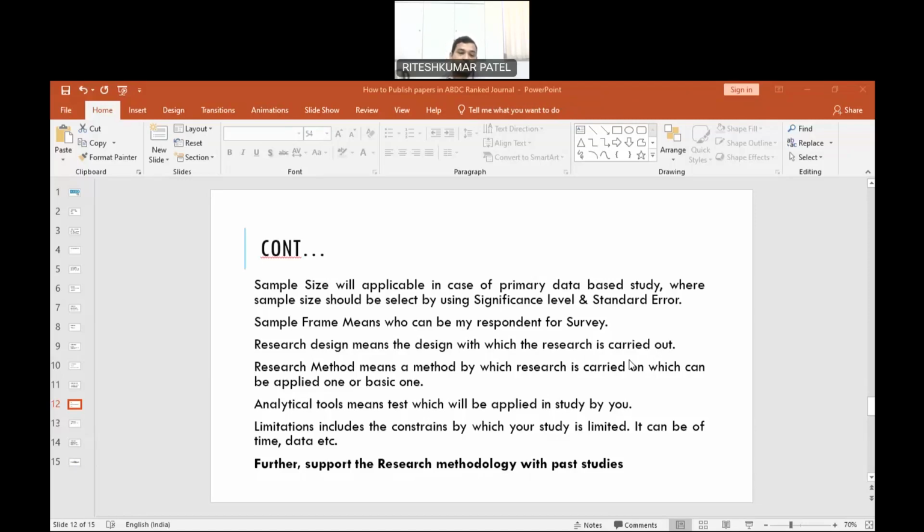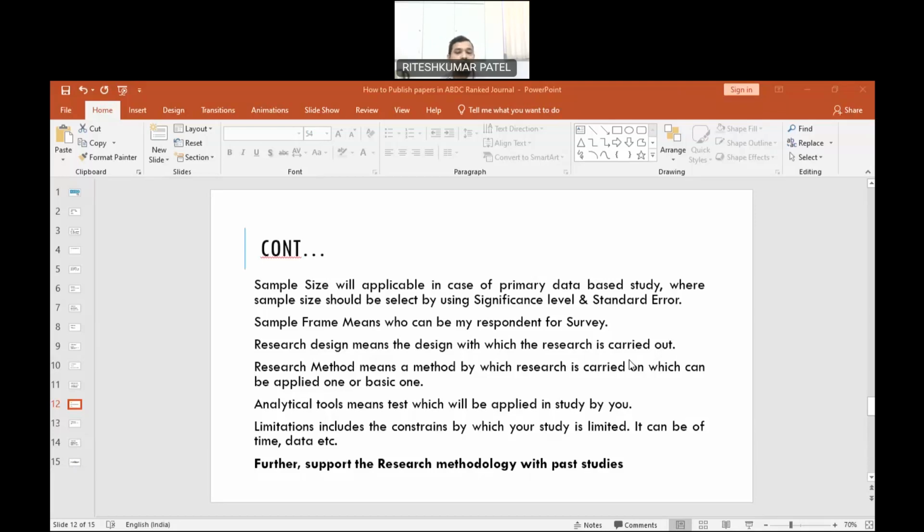Next is limitations, which includes the constraints by which your study is limited. It can be of data, time, etc. So you need to put limitations very well. Every study has a limitation, so please don't say that there is no limitation in my study. When the limitations start, from there the future research scope starts.